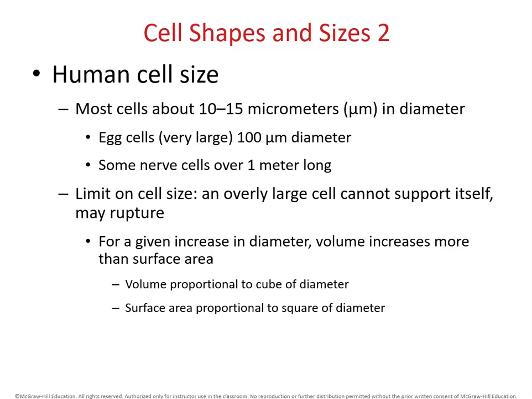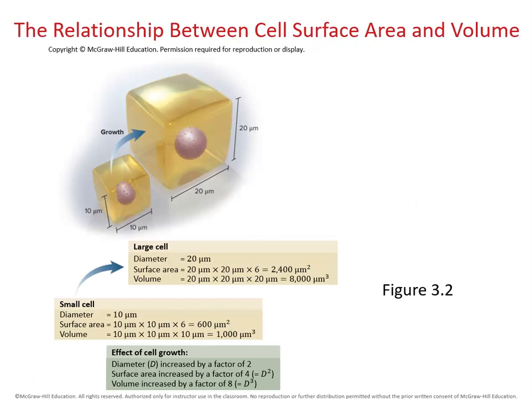The thing that limits cell size in general is the relationship between the diameter and the volume. As the cell gets bigger, its volume increases more than its surface area. And if a cell gets too big, there isn't enough surface area for the cell to do all the communication and intake and output functions that the cell does. So that's why cells tend to stay pretty small. And here's a mathematical representation of that you can read through.